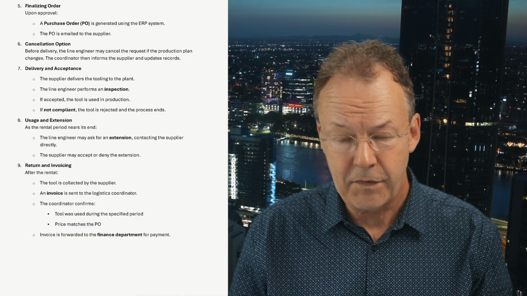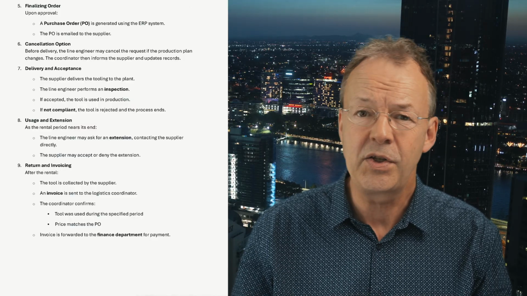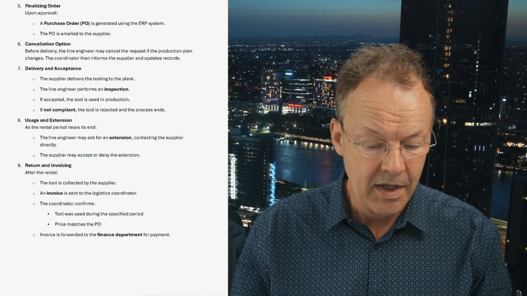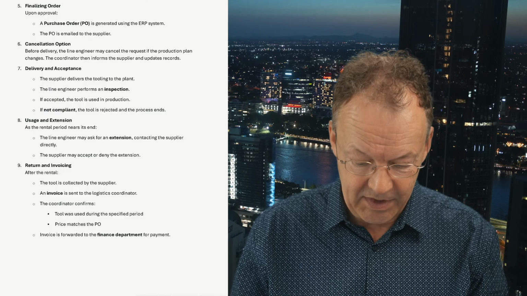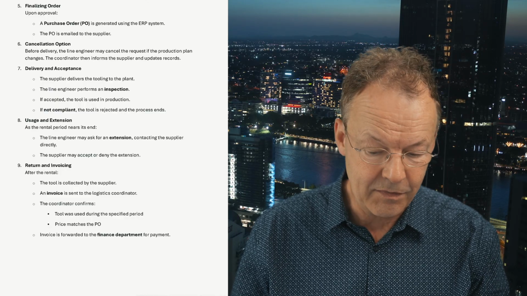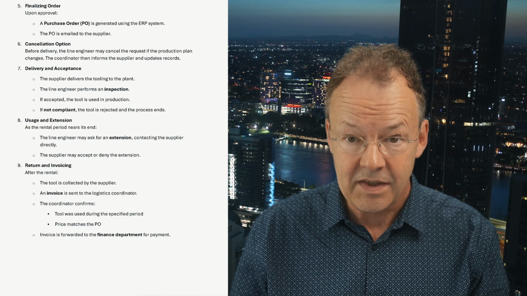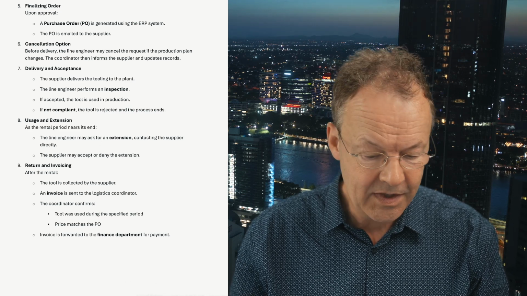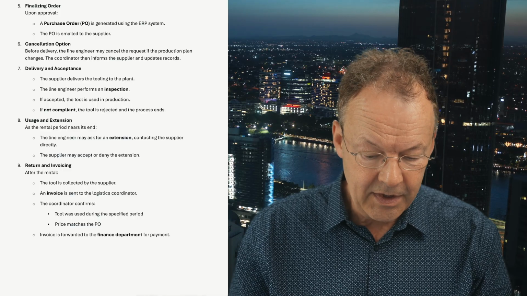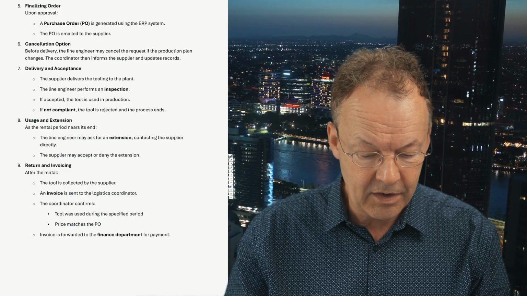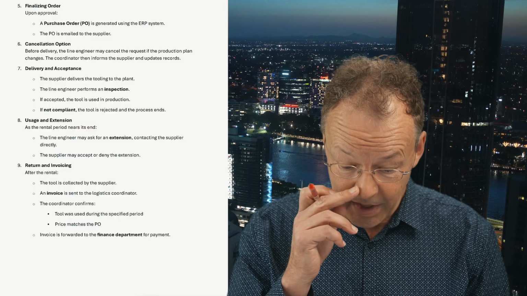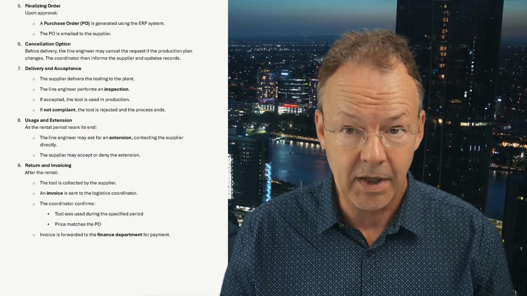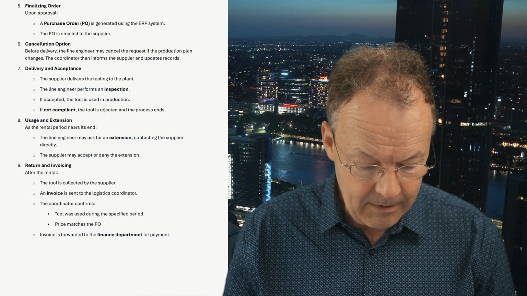Cancellation is always a difficult topic, so there are different approaches here. We can use subprocesses for cancellation, and we can also use, for example, terminate end events for that, and maybe we will do that in this example. And then delivery and acceptance: the supplier delivers the tooling, the line engineer performs an inspection and so on. The usage can be extended by contacting the supplier directly.